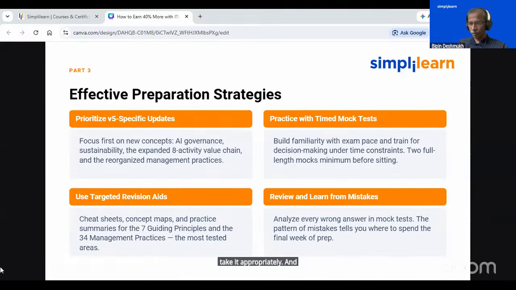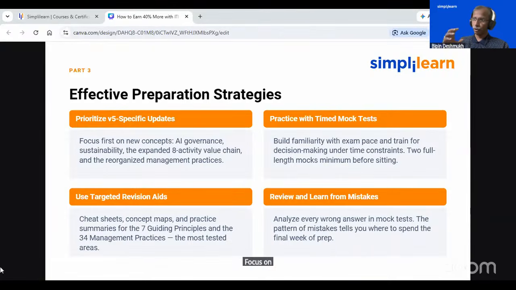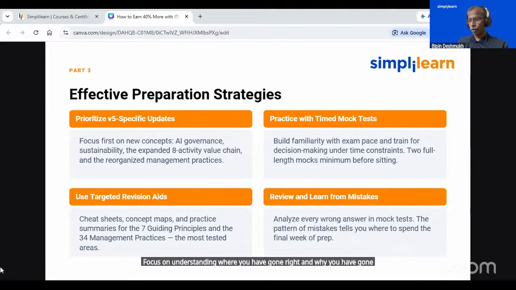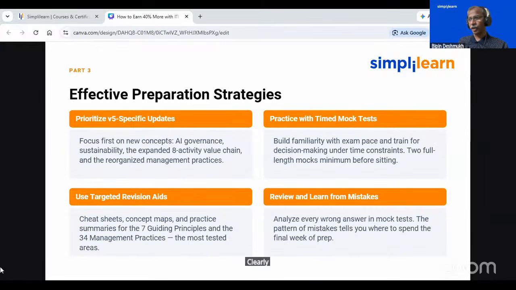And obviously, once you solve any question paper or sample paper, focus on understanding where you have gone right and why you have gone wrong. If you have gone wrong, don't blindly say, yeah, this is the right answer, I should have done it. No, please read back into the courseware and the resources which you have. Clearly, you will articulate the right thing and it will be kept in mind. So you are allowed to make a mistake once, not beyond that.